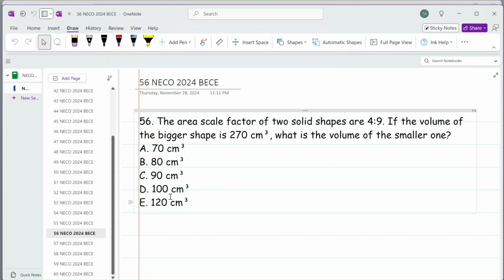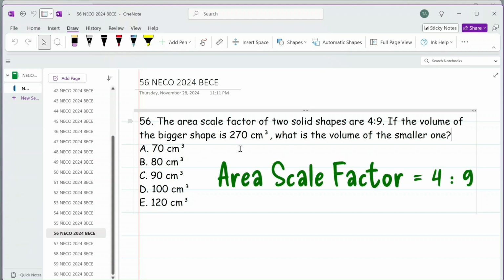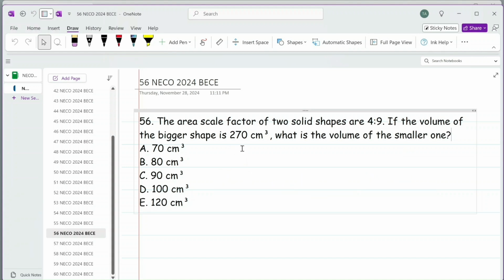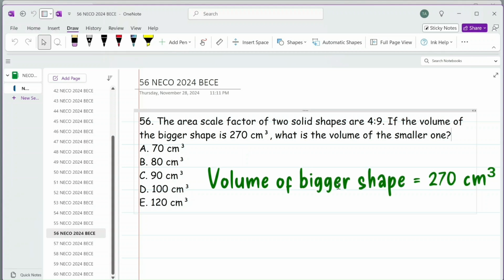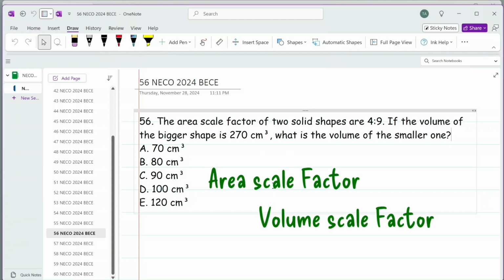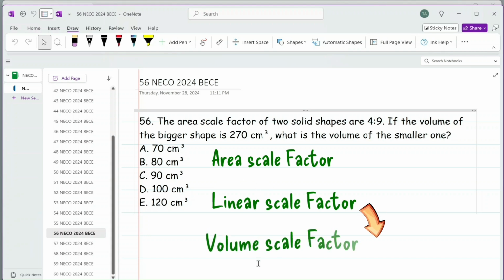And looking at our options, we can see it's not in ratio, it is the actual volume. It's a very easy question to solve in the sense that you use the area scale factor, that's the ratio of it, to find volume scale factor, the ratio of the volume. Then you use the actual value for the volume of the bigger shape to find that of the smaller shape. But there's a step not included. The step is that you can't just convert directly from the area scale factor to the volume scale factor. You have to convert from the area scale factor to the linear scale factor, then from the linear, which is the basic, to the volume scale factor.